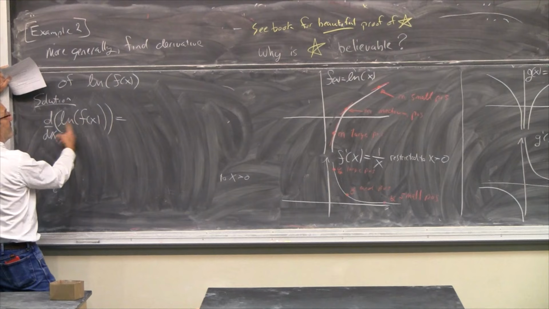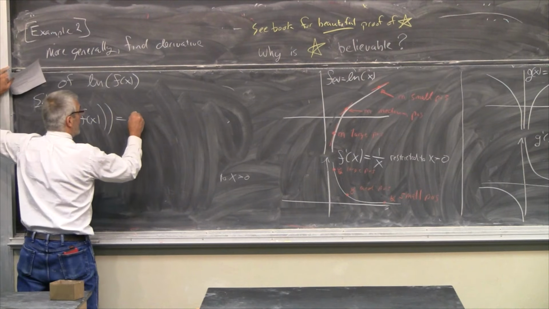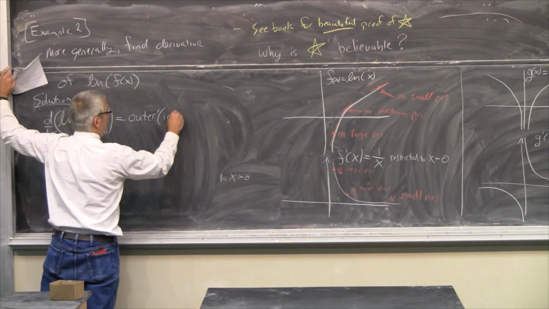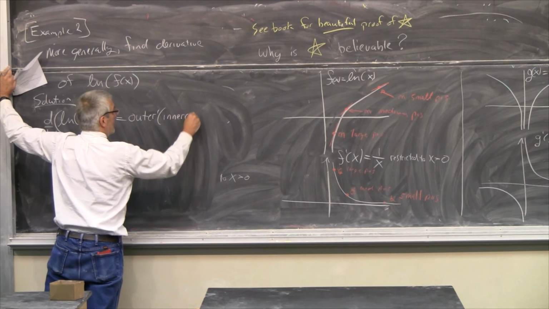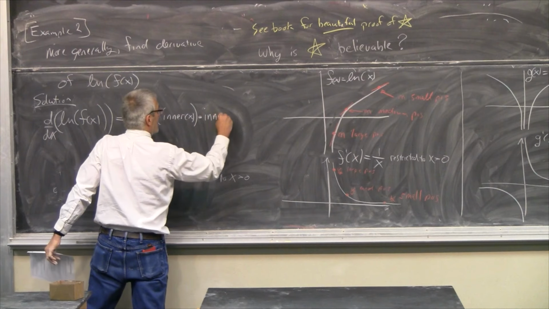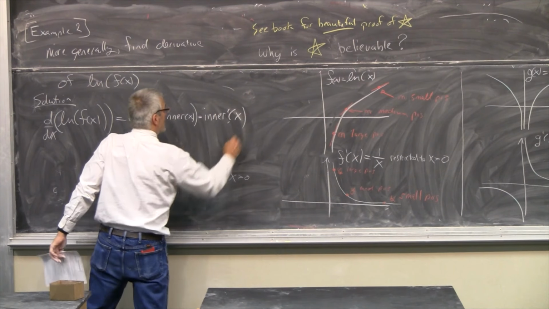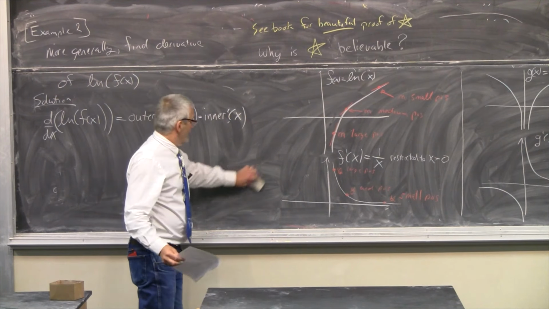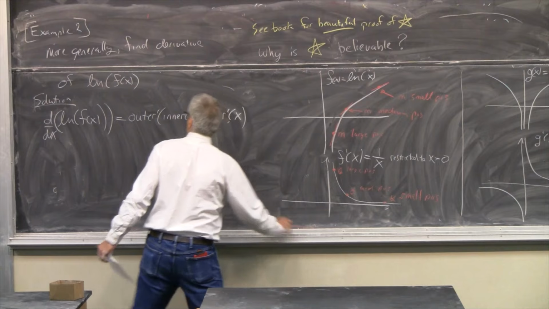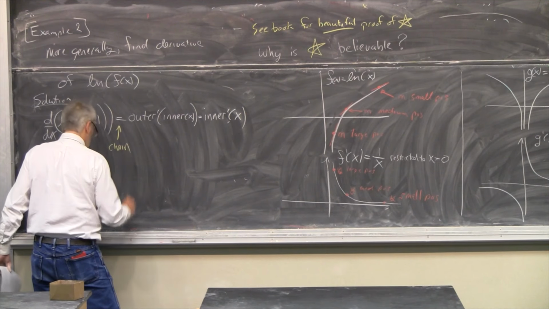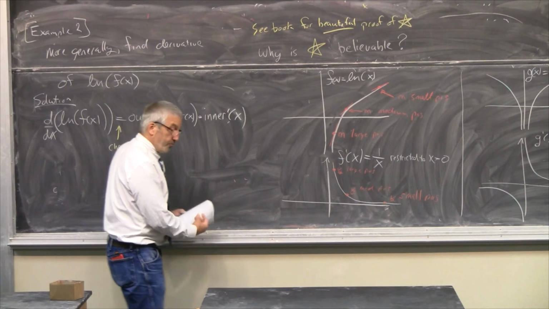And then I'm going to remind myself that this is a chain rule problem. Now I have a function inside of another function. So I'm going to have outer prime parentheses inner times my inner prime. So that's the chain rule. And let's do the chain rule details.